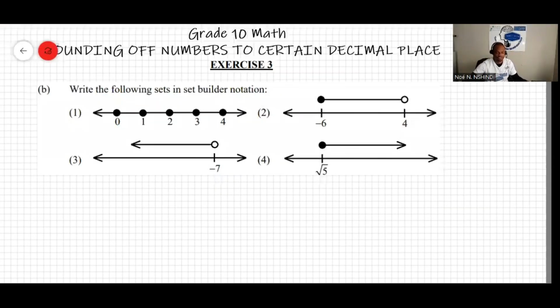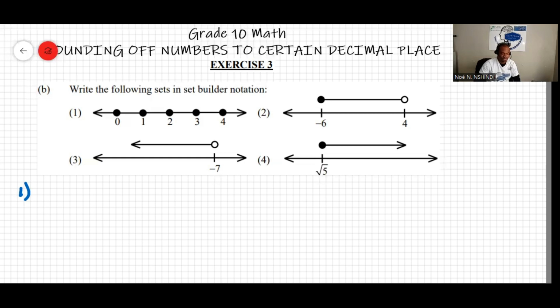Well, we have another question here that says, write the following set in set builder notation. Question one, we have this, and we can see that we have 0 over here, and because we don't have a line, only full dots, plain circles like this, we can say for question one, this is your set of whole numbers.